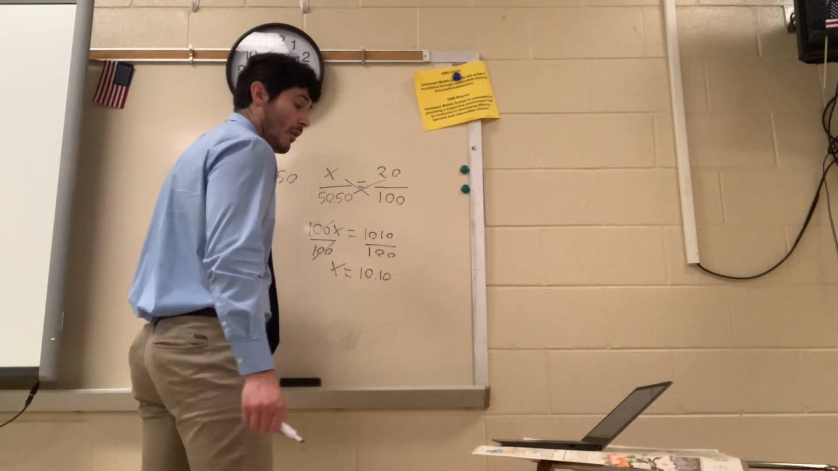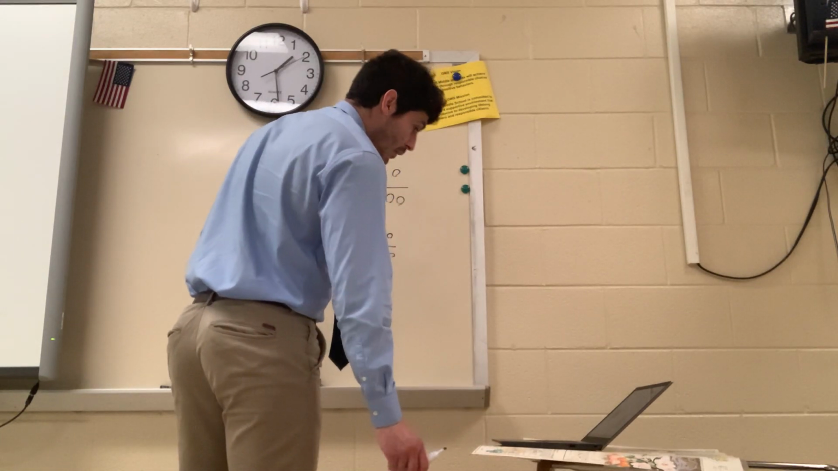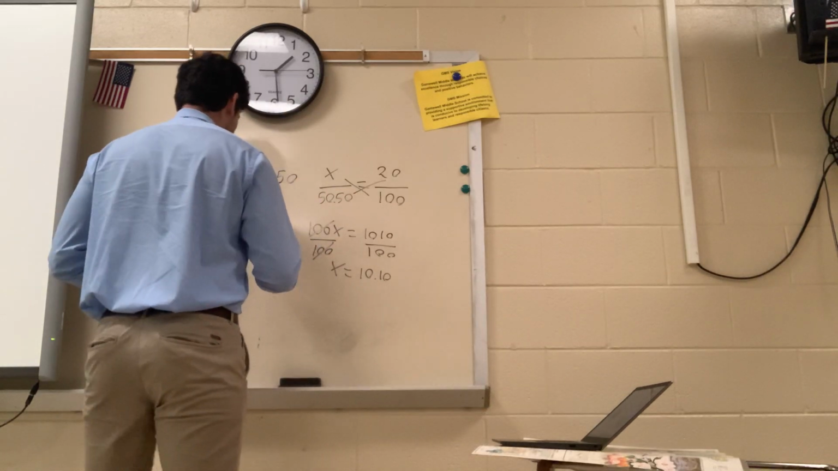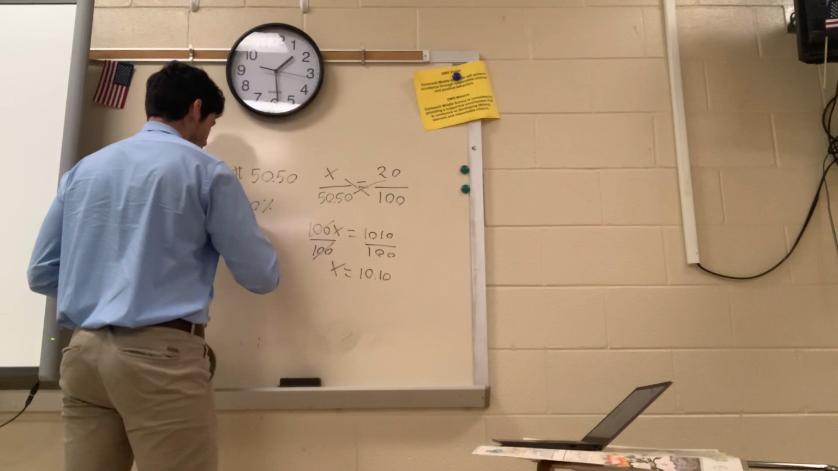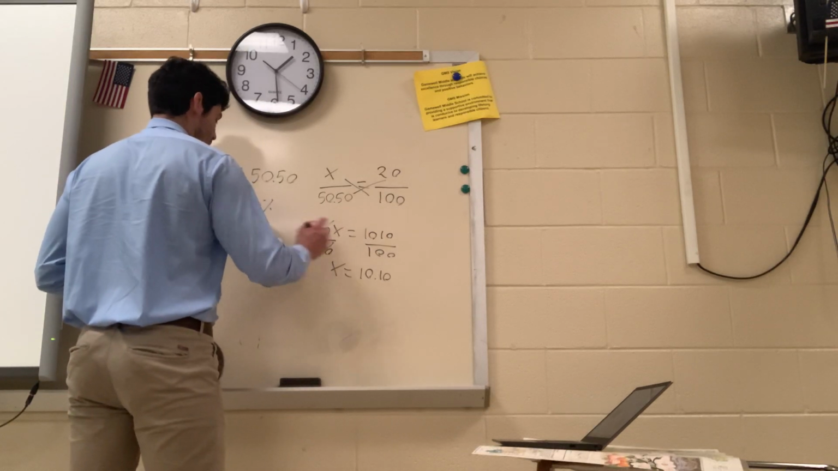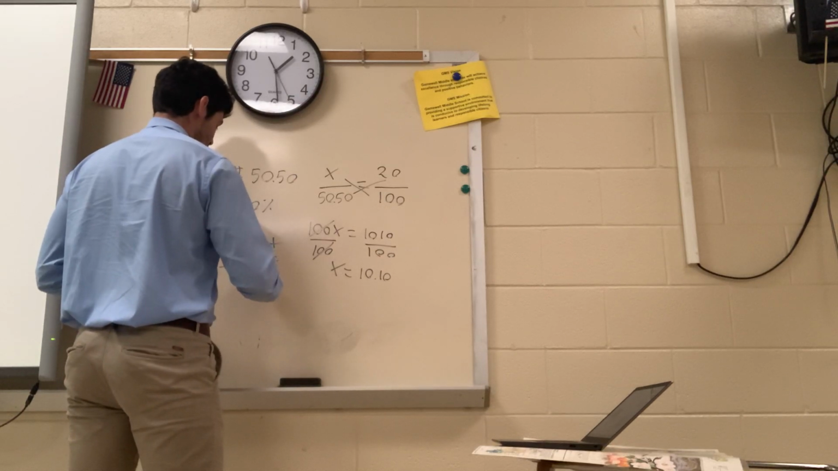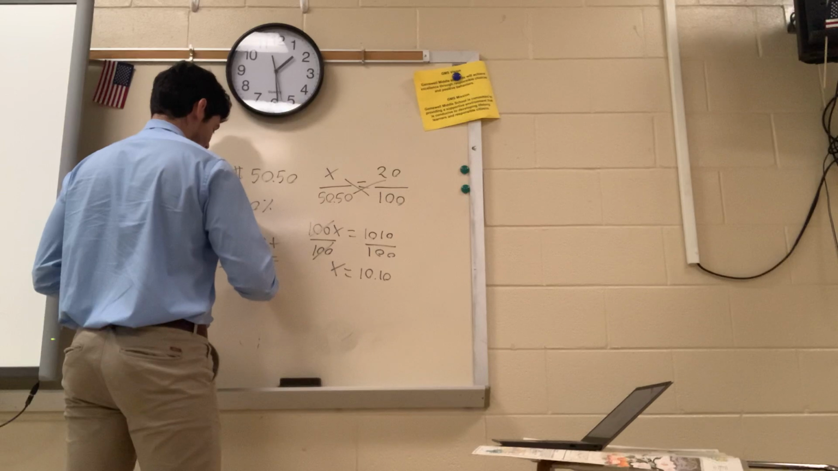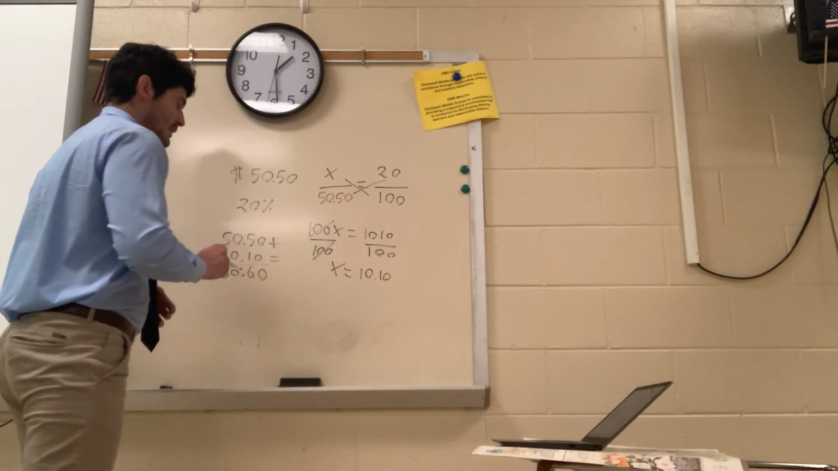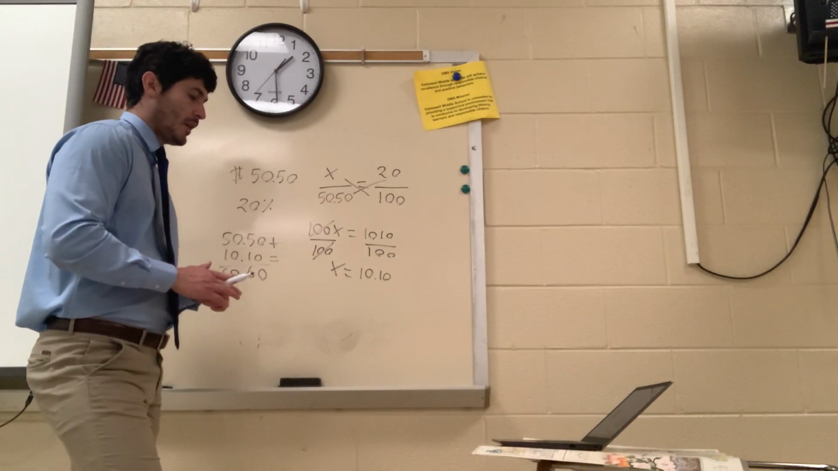But the problem wants to know how much money they spent in total, right? So we have to add the tip to the tab. So $50.50 plus $10.10. And it's $60.60. That's how much money total he spent for lunch with tip included.